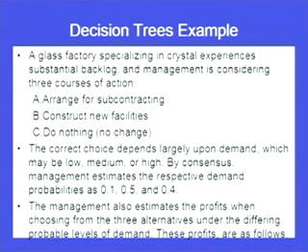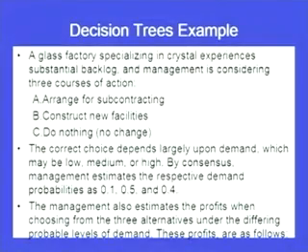The correct choice largely depends upon demand, which may be low, medium or high. By consensus, the management estimates the respective demand probabilities as 0.1, 0.5 and 0.4. The management also estimates the profit when choosing from the 3 alternatives under the differing probable levels of demand.